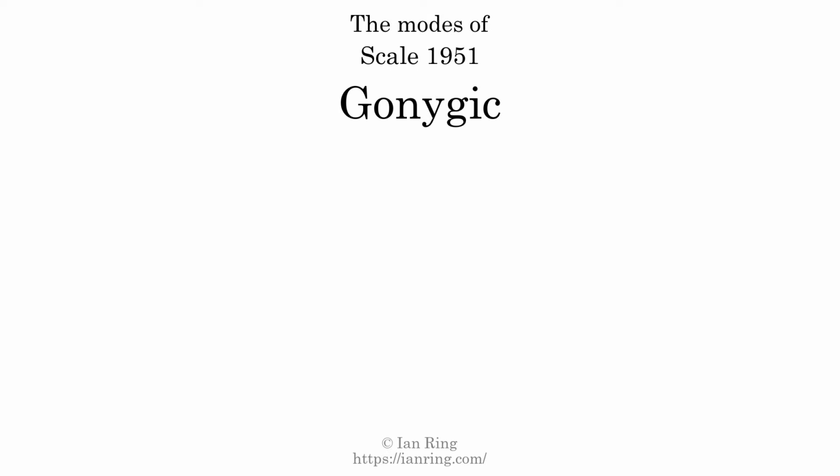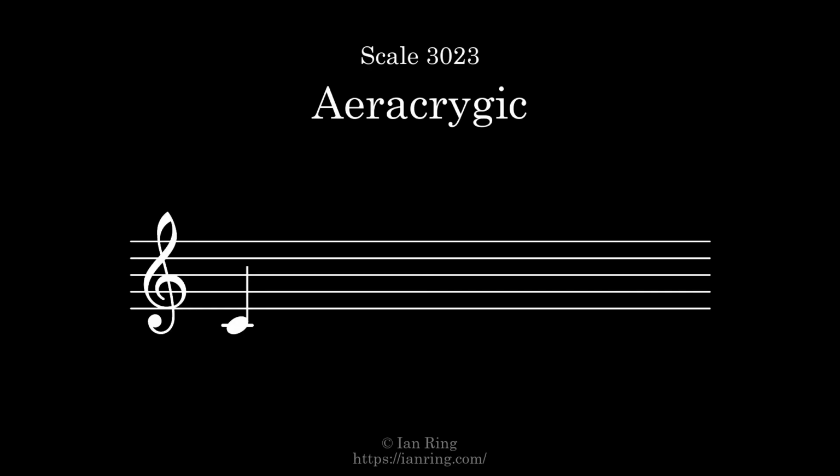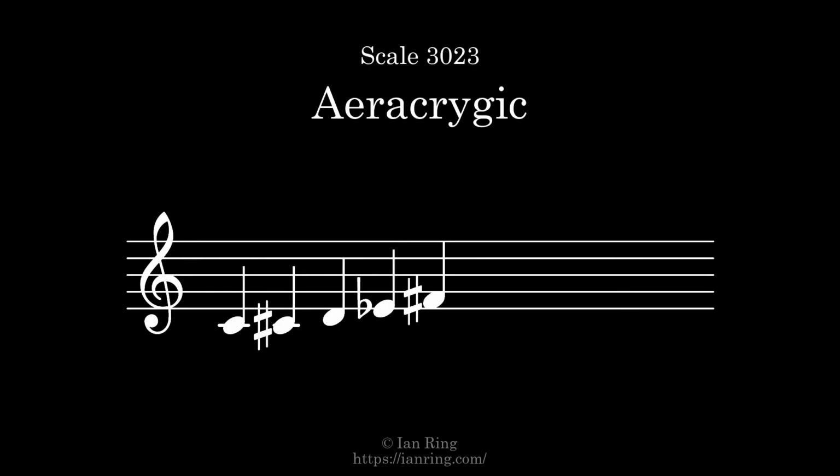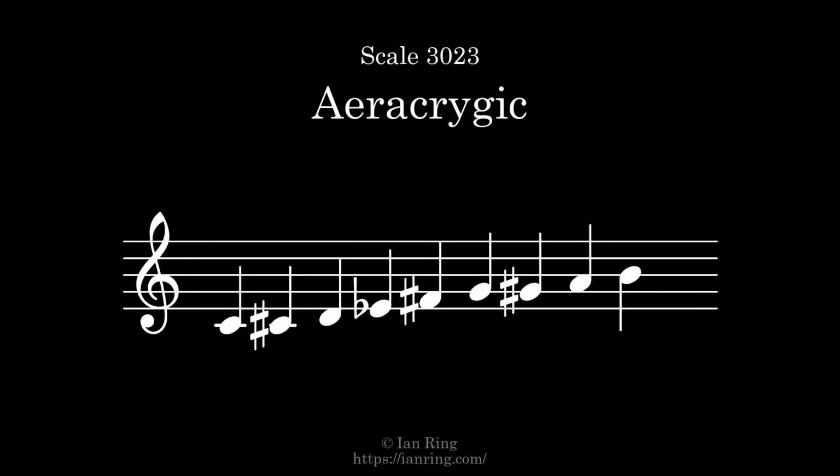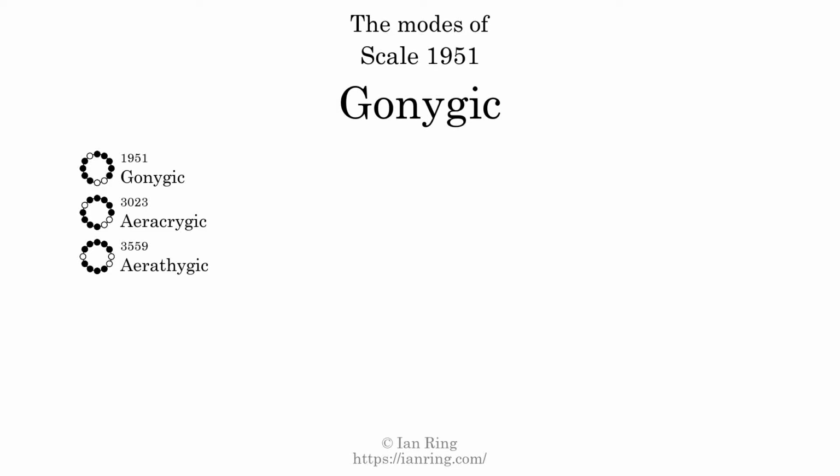This scale has 9 modes. The first mode is itself. The second mode is scale 3023, also known as Gonygic. It sounds like this. The third mode is scale 3559, also known as enneatonic. It sounds like this.